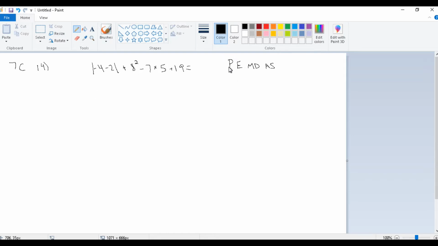So, parentheses, this first one, we're going to treat absolute value like parentheses. So -4 minus 2 is a -6, but it's inside this absolute value, so it comes out as a +6. And then we'll keep all the rest of it the same. Next, we do exponents. So we're going to do this 8 squared. So 8 squared is 8 times 8, which is 64.